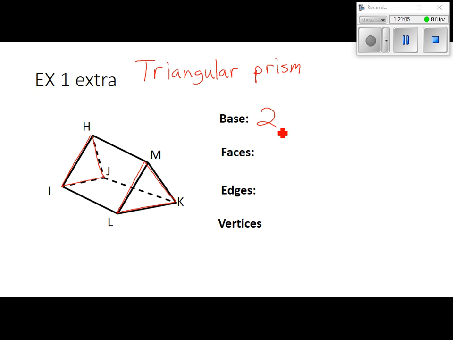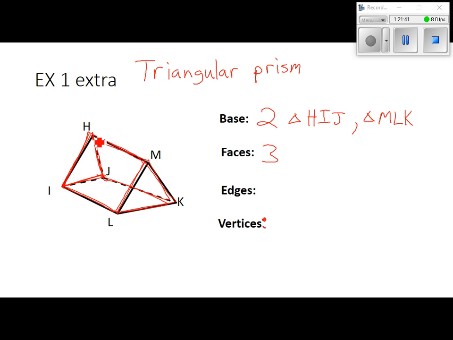So if I wanted to name them, I could name them triangle HIJ, and the other base is triangle MLK. Then all the other faces are rectangles. So it's got three other faces, and we could name those rectangles if we wanted. I'm not going to name all of them. The edges, you just count up how many edges it's got.